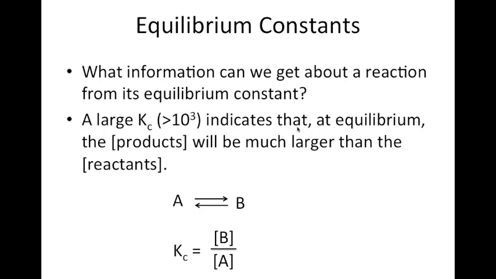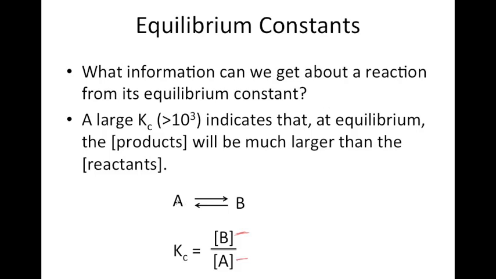So what information can we get from our equilibrium constant? Well, the magnitude of the equilibrium constant can tell us a lot about which direction the reaction proceeds. Do you get a lot of product or a lot of reactant once the reaction has reached equilibrium? So a large equilibrium constant, generally 1,000 or more, indicates that at equilibrium, the concentration of product is much larger than the equilibrium concentration of reactant.